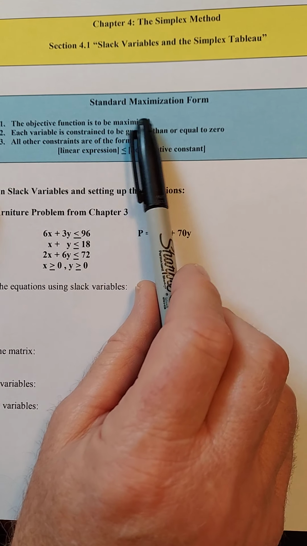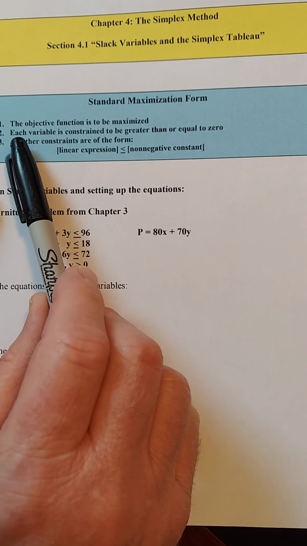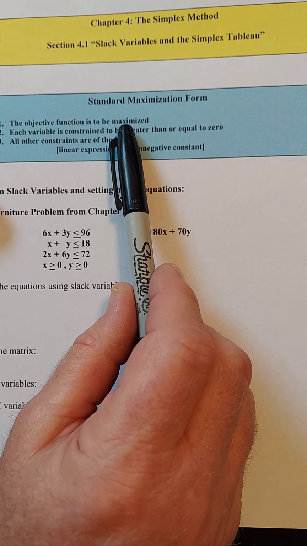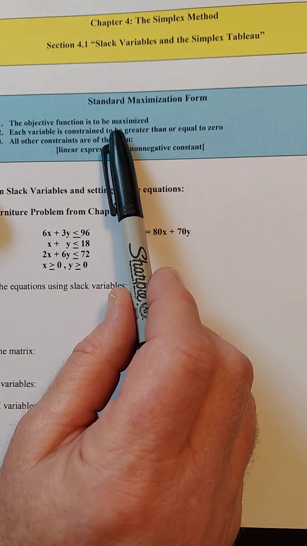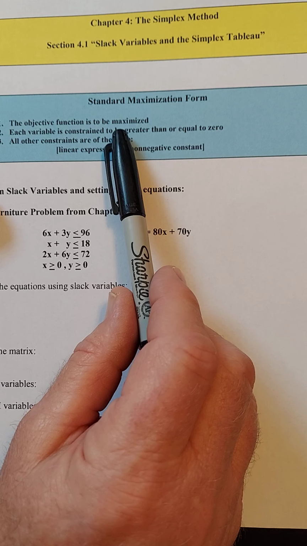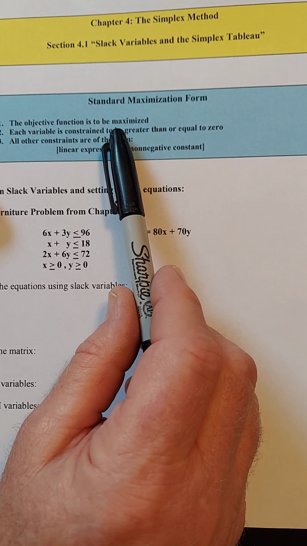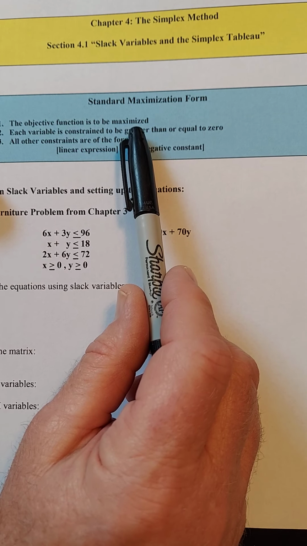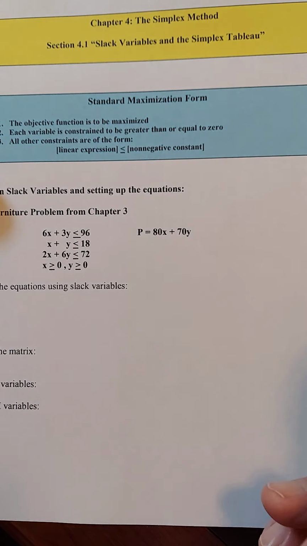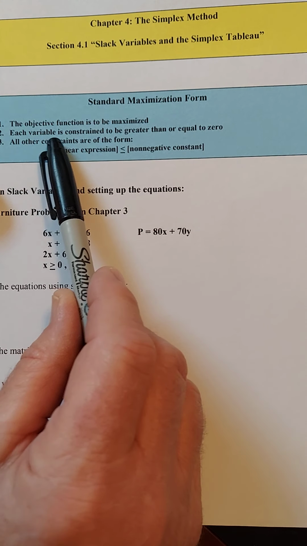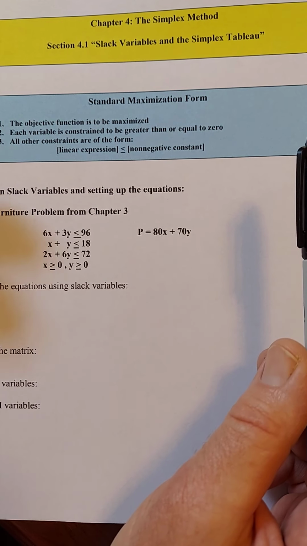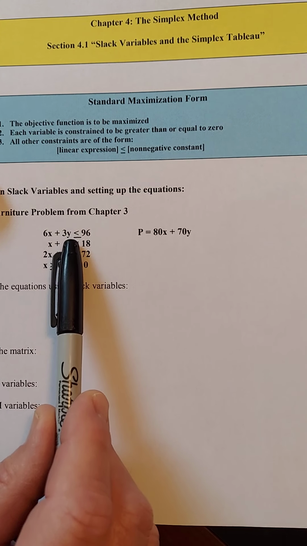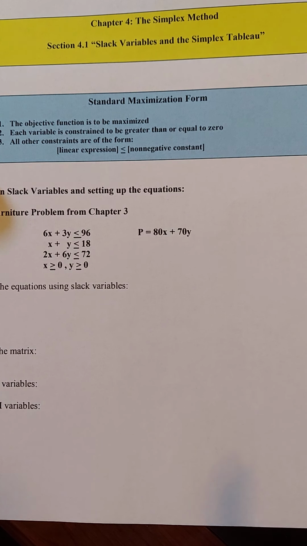So let's talk about standard maximization form. So we want to get the objective function, we need to get that maximized. There's also problems where we're going to minimize. So I like to say you have max problems, like max for maximization, min for minimization, so max and min problems. We're just going to look at the maxes right now. Then each variable is constrained to be greater than or equal to 0. So if you skip down right here, this problem here, notice those are all less than or equal to.